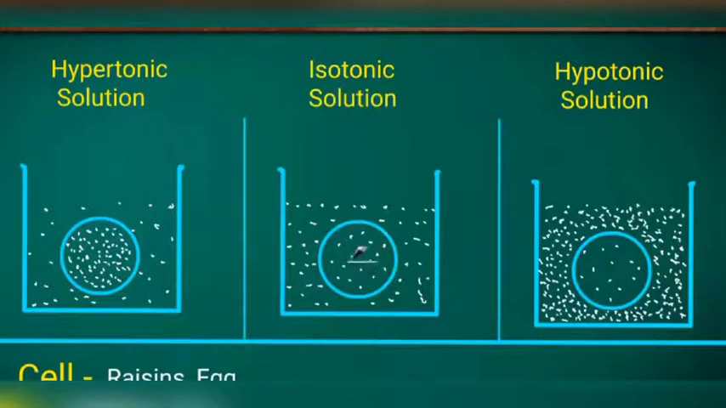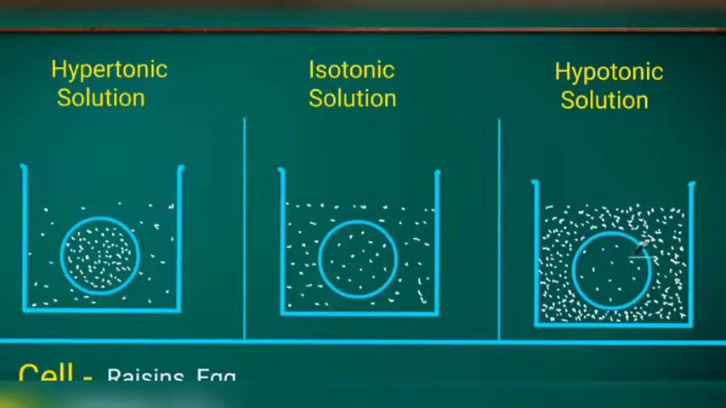The next one is the isotonic solution. Here you can see outside the cell as well as inside the cell, on both sides, the solution's concentration is equal. That's why the net movement is zero, meaning whatever amount of water gets inside, that much amount of water goes outside. So the balancing is there. That kind of solution we consider an isotonic solution.